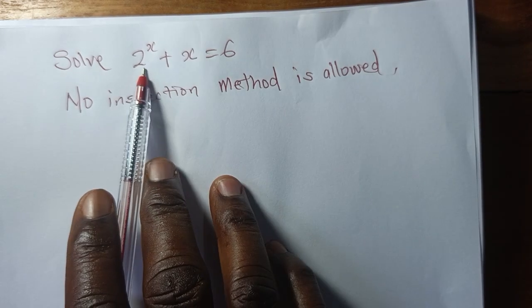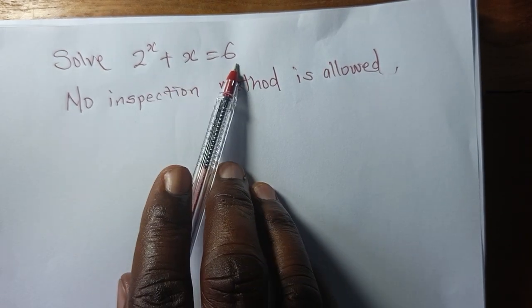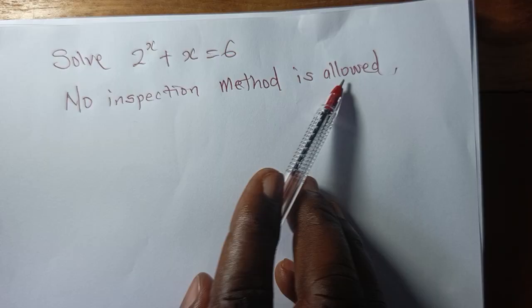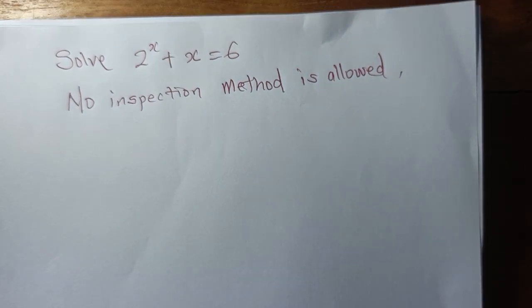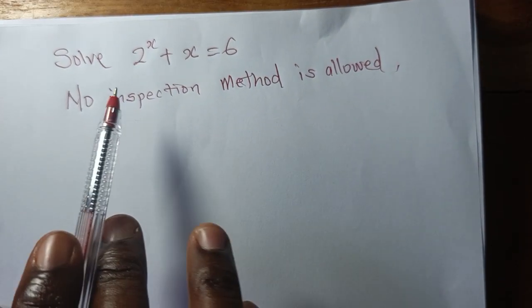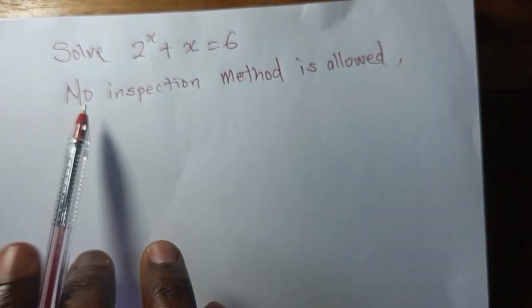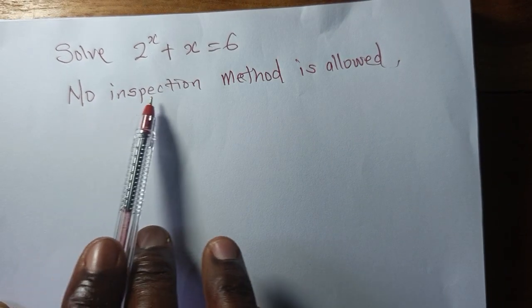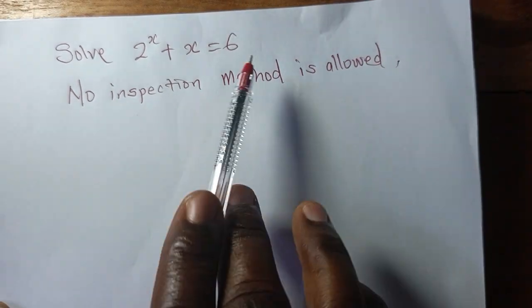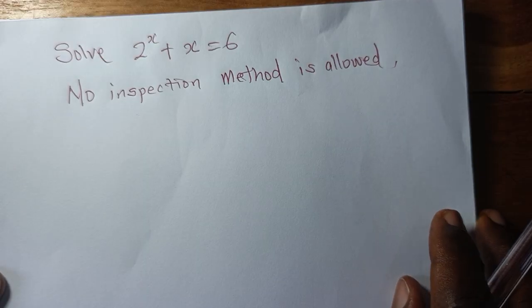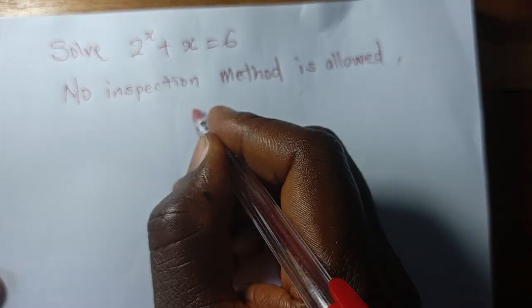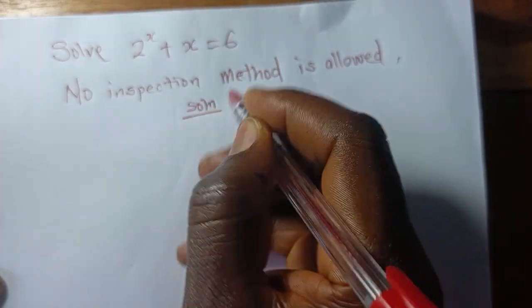So solve 2 raised to power x plus x equals 6. No expansion method is allowed. We are still on the Lambert W function, so this will be the second question we solve. With "no expansion method is allowed" written, because I know people like shortcuts, we are going to apply the Lambert W function in solving this.